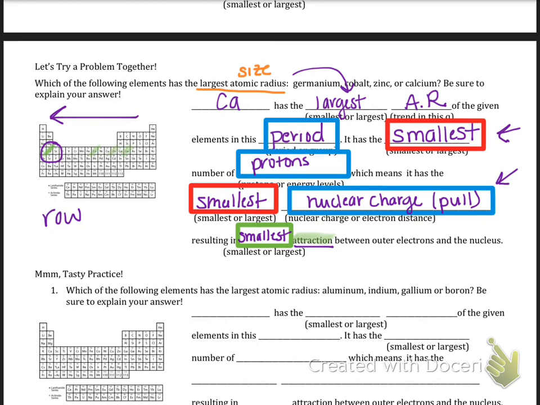All right, so those are your two examples. Look through your notes and you're going to try to do the next couple problems on your own, just like we did in this example. All right, good luck.